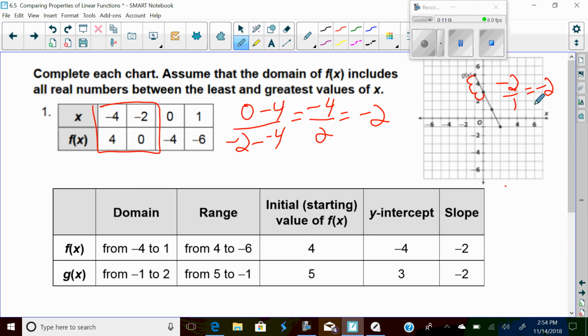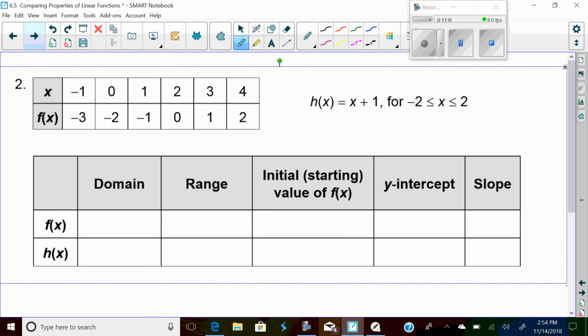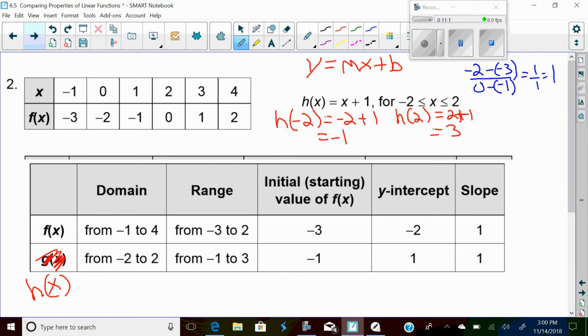Go ahead and take a look at this last example and see if you can solve this one. Okay, so if we take a look at this one, what you should have, we're going to start off with our f of x, which is going to be the table here. So the domain, easy enough, from -1 to 4 here. The range, -3 to 2. The initial value at the very beginning, -1 for x, you get -3 for y. Then the y-intercept, when x is 0, y is -2.